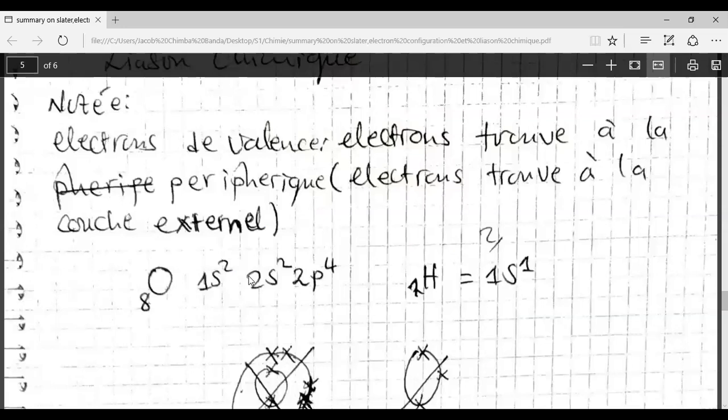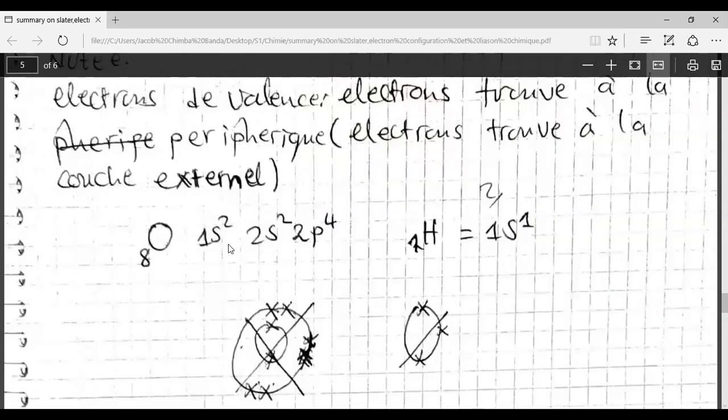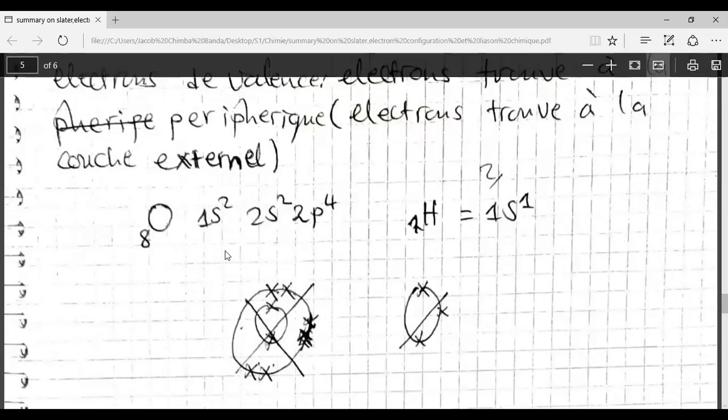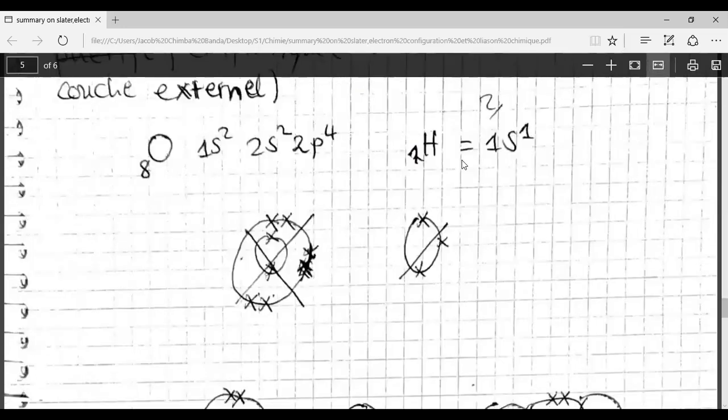So, I mean the electrons which are found at the last shell. For example, I have 1s2, 2s2, 2p4. So what are the electrons found in the last shell? Since we said each shell must start with an S, these are electrons 2 and 4. These electrons are the ones which will take part in this reaction chimique. Most of the electrons in the innermost shell don't take part in the reaction chimique.